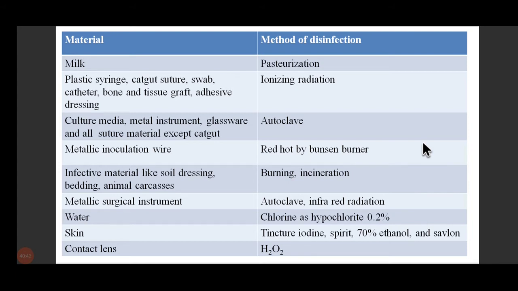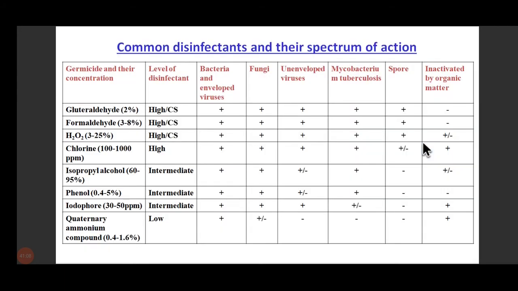Then your inoculation wire, which we are using in the labs, we sterilize by heating it till red hot with a Bunsen burner. For infective materials like dressings, bedding, and animal carcasses, incineration is used. For metallic surgical instruments, we use the autoclave and infrared radiations. For water, we use chlorine in the concentration of 0.2%. For skin, we are using tincture iodine, 70% ethanol, spirit, Savlon. For contact lenses, we are using H2O2.